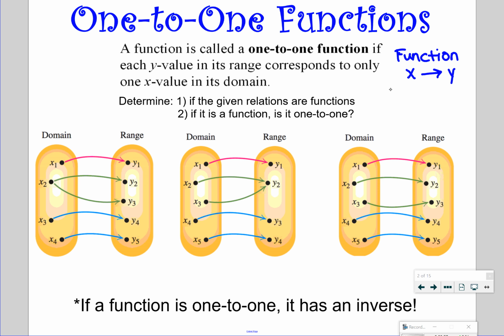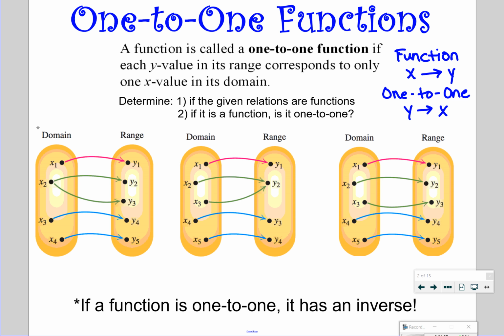A one-to-one function is a special case of a function. If something's a function, if each x goes to one y, it's also a one-to-one function if each y goes to one x. So we can look at it in both directions. So we're going to look at these three little diagrams at the bottom here. These are called correspondence diagrams. And we want to determine, number one, just if each of them is a function. So again, just review from what we talked about earlier in the semester.